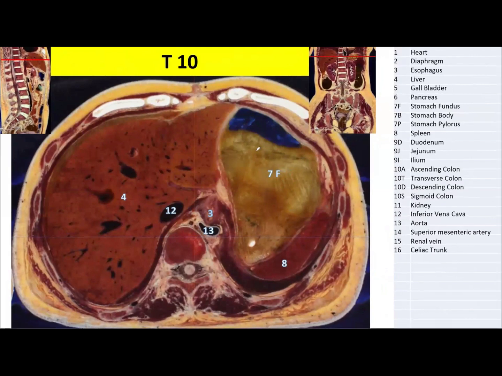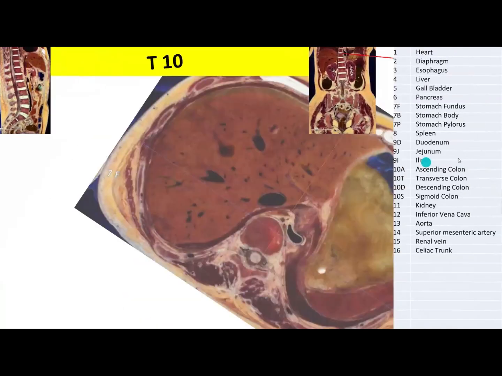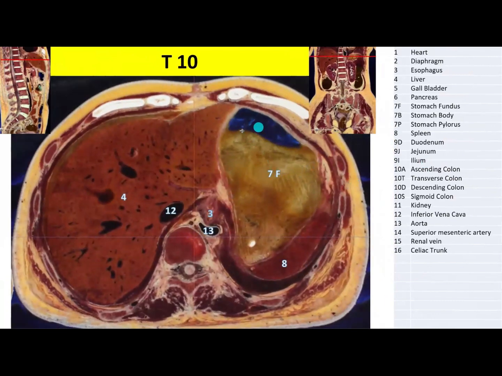Moving on to T10. How do you know you're in T10? You can see this kind of blue area, which is the body of the stomach. If you see this blue area, you know you're in T10. And the second that the stomach fundus appears, you're not going to know that it appeared. They're not going to get you T9 and then T10 right after it. So if you see a little blue area, then you know you're in T10.